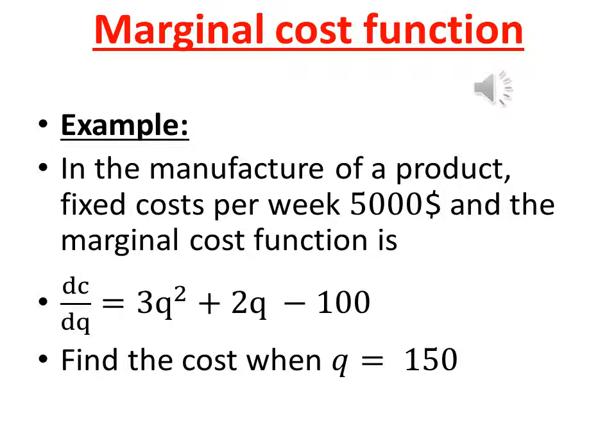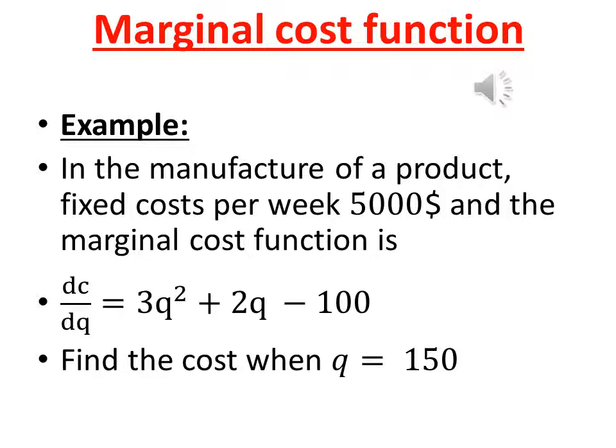We have a very famous and very important example. We will see it in the exam like that. A manufacturer of some product has a fixed cost per week of 5,000. See here, fixed cost means the constant of integration. So the constant of integration is 5,000. You know that for the integration, the last term is a constant.